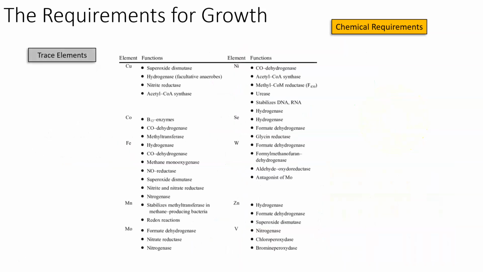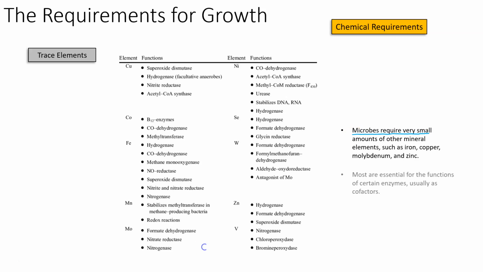Okay. Trace elements. Trace elements are a requirement for growth. You can see that these are different elements. You have basically copper and cobalt and iron and manganese and zinc and nickel. All of these are going to be really important when we are talking about the production of different metabolites. Okay. They're called trace elements because microbes require very small trace amounts of these mineral elements, but while they need them in small amounts, they are essential for the correct functioning of specific enzymes.